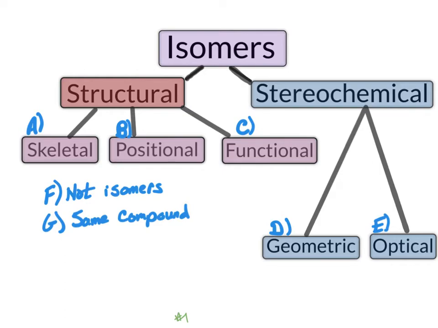In multiple choice questions, you may also see the option of not isomers, which means they don't have the same formula, so it might have extra carbons or hydrogens or oxygens or whatever, or we might get the option of the same compound, where the two compounds are exactly the same, just rotated in space. In the following videos, I'll discuss each of the 5 classes of isomers in more detail.